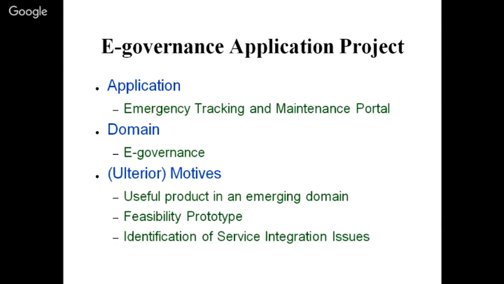What I am saying here is an example of the kind of components an e-governance application project may have. First is the application. They took an example of an emergency tracking and maintenance portal. In your case, it can be online submission of fees by the students, online monitoring and submission of assignments, or online evaluation and declaration of results. The domain is e-governance. It may have other domains also, such as accounts, with subdomains and a cross-section of e-governance, accounts, and other departments.